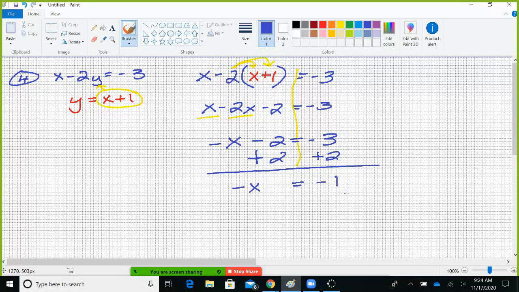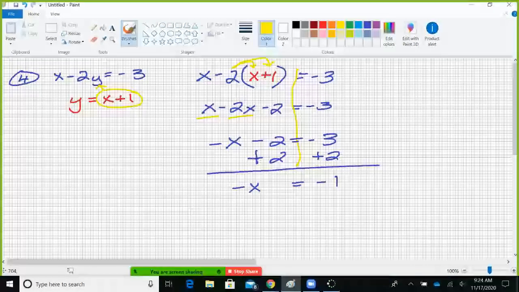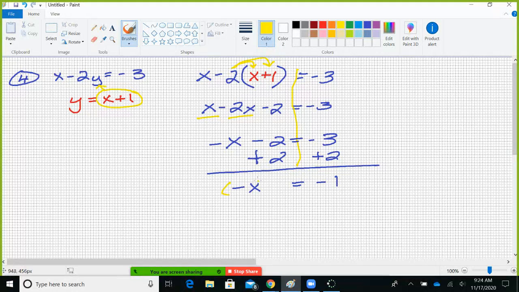Why not? Nice. I can't have a negative x. Yeah, by negative 1, yeah. So I could either divide or I could multiply both sides by a negative 1. And negative 1 times negative x is x. Negative 1 times negative 1 is 1. So x equals 1. That's our first step.